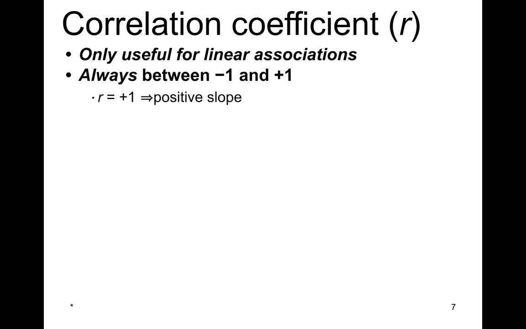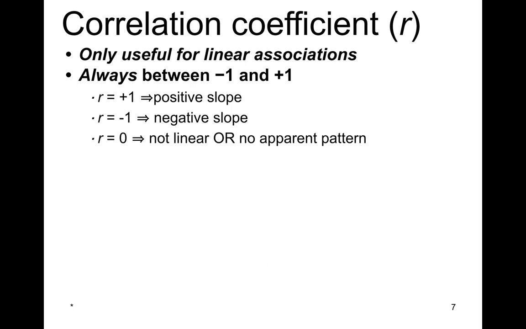And it's very simple. The closer the correlation coefficient gets to +1, if it's a positive correlation, that means the scatter plot will be positively sloped. It will have a positive direction. If it's -1 or close to -1, it will have a negative slope or a negative direction. If the correlation coefficient is 0 or close to 0, then that means one of two things. It either means that the scatter plot is not linear, or it means that there's no pattern, meaning it just kind of looks like a bunch of random dots.